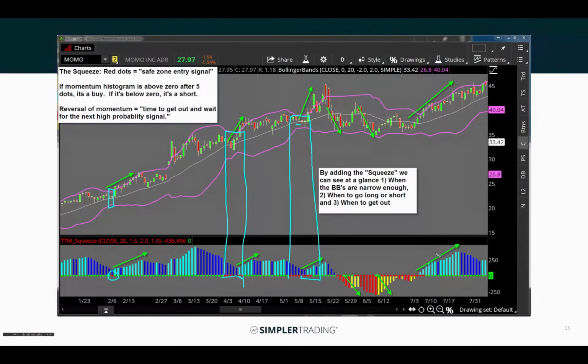So all of a sudden now, these red dots are saying, oh, you are in the safe entry zone. Okay, so you ignore this, you ignore this, you ignore this. Safe entry zone. Awesome. Boom. And it works on the short side. Safe entry zone, right? Boom. Safe entry zone. Boom. So that's what we want to find, those high probability moments in time.